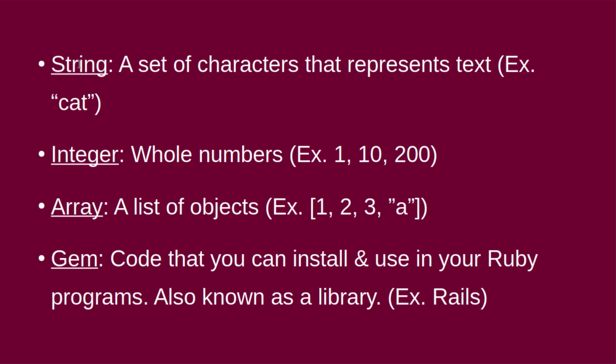So these basic three types, string, integer, array, you're going to be using a lot for any kind of Ruby programs, right?